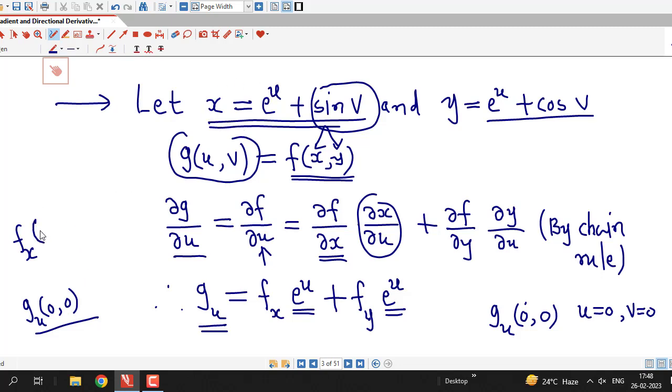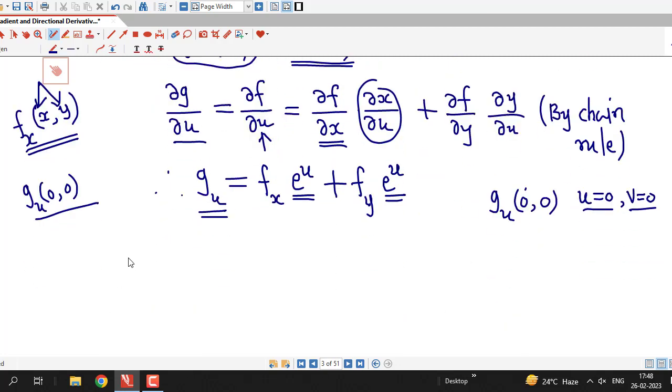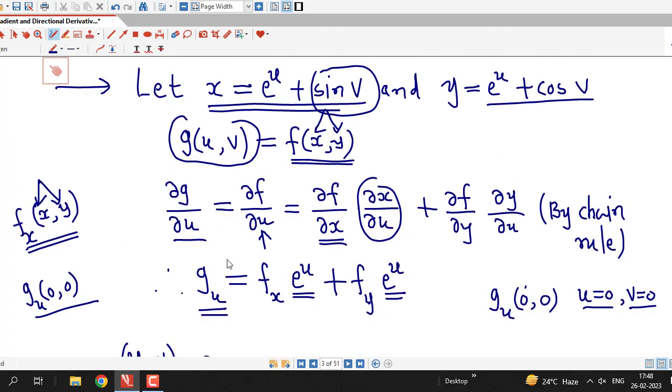So because f is a function of x and y, del f by del x is also a function of x and y, and we are considering u equal to 0 and v equal to 0. So to find out this value, first we have to decide the point (x, y) corresponding to this point uv equal to (0,0). So first we find out that when uv equal to (0,0), what is our point (x, y).